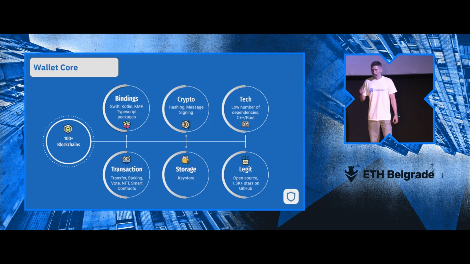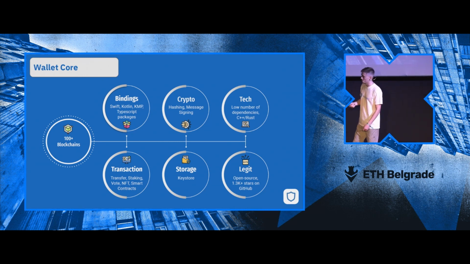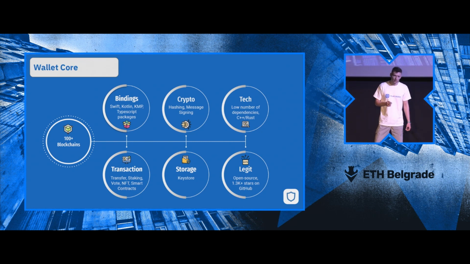We talked about the importance of having a low number of dependencies, and this rule also applies to Wallet Core. We use a low number of dependencies in C++ and Rust, and most of them are reviewed by our security team. Last but not least, Wallet Core is open source, so anyone can use it, contribute to it, and verify the code and features that we provide.